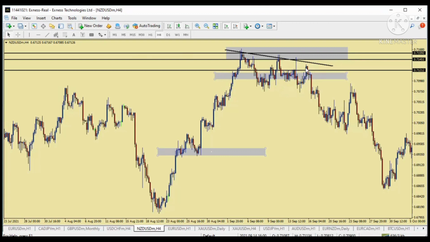Now at this point, you have to apply what we call round numbers. When you see a ranging market, if you want to trade a ranging market, let me give you this secret. If you want to trade a ranging market very well, the time frame that you should use is H1 or H4.